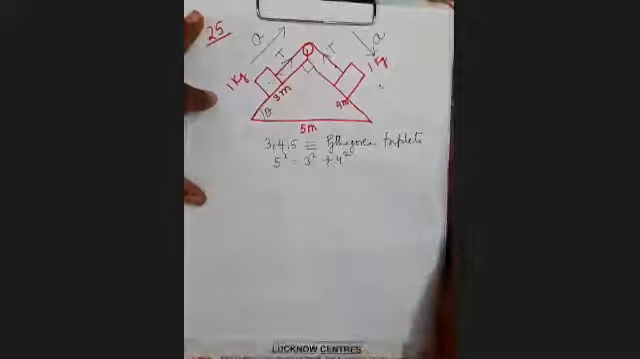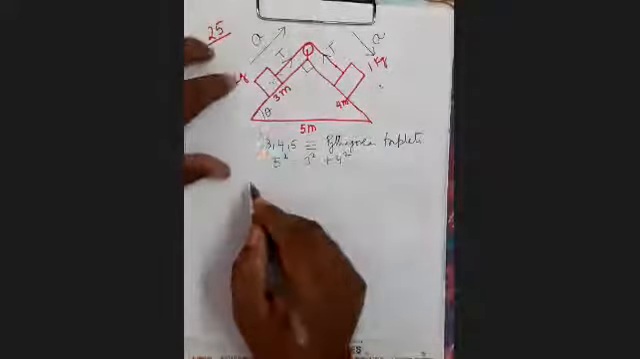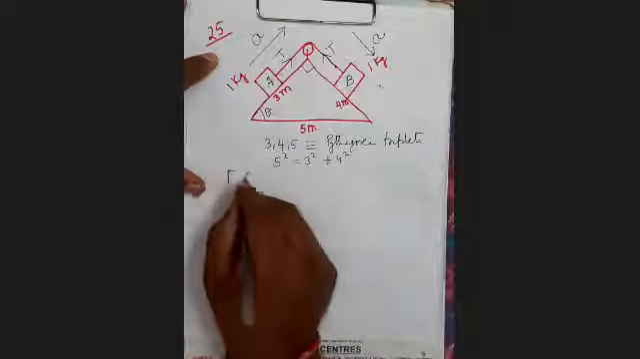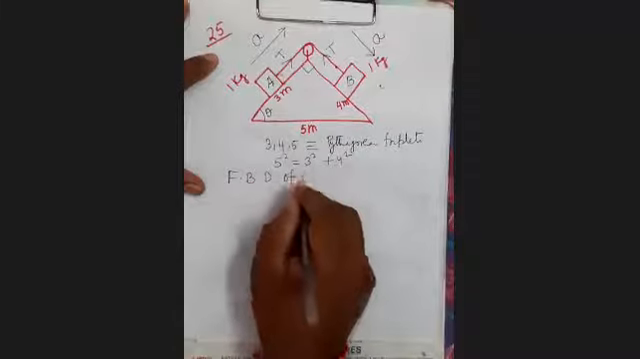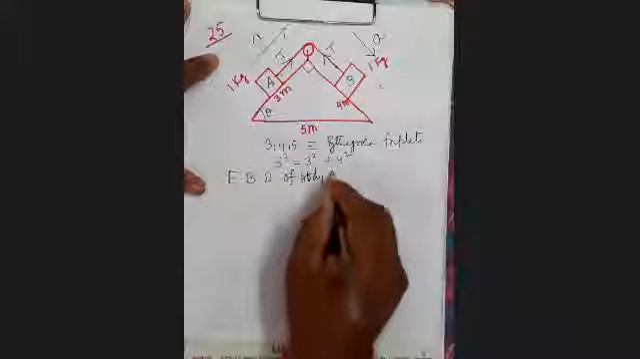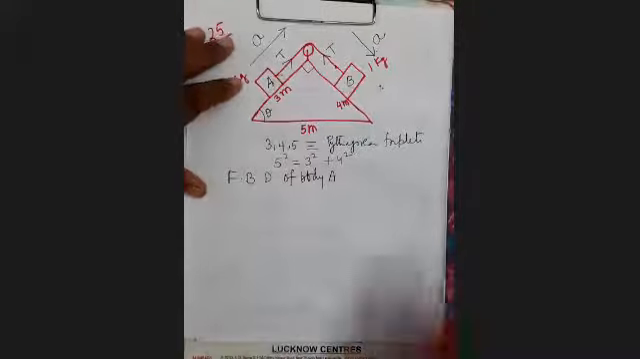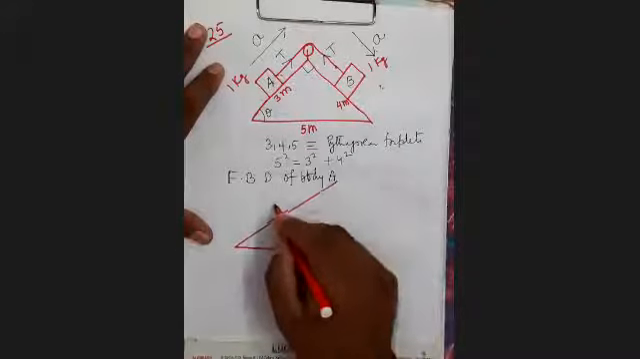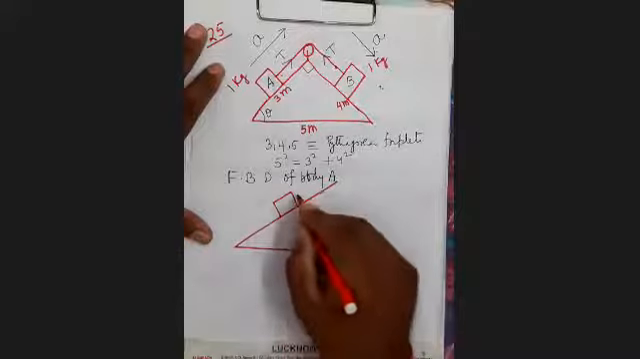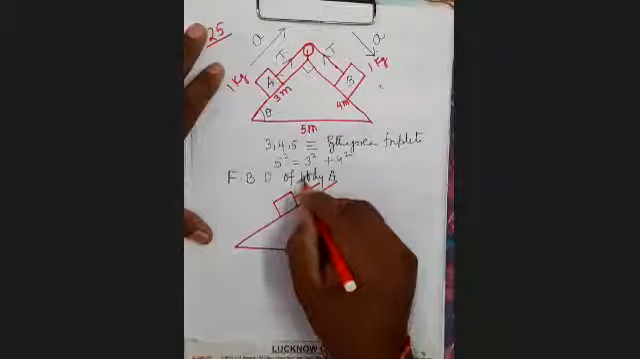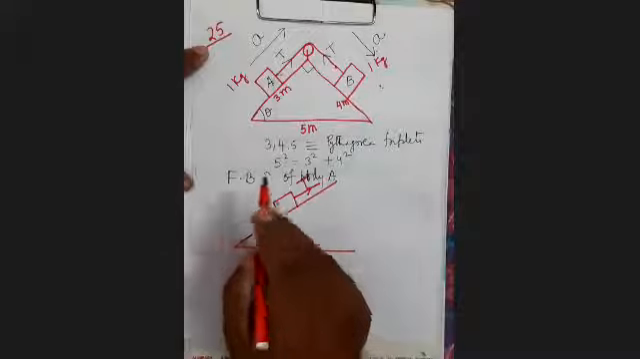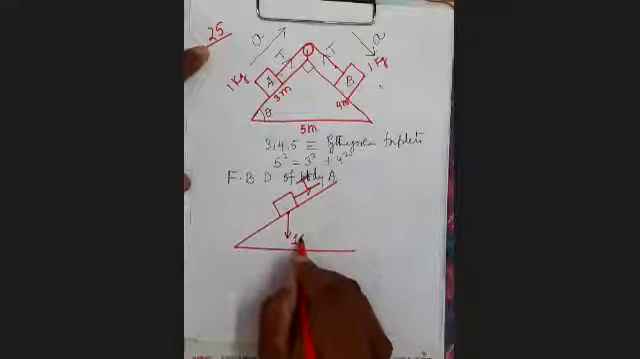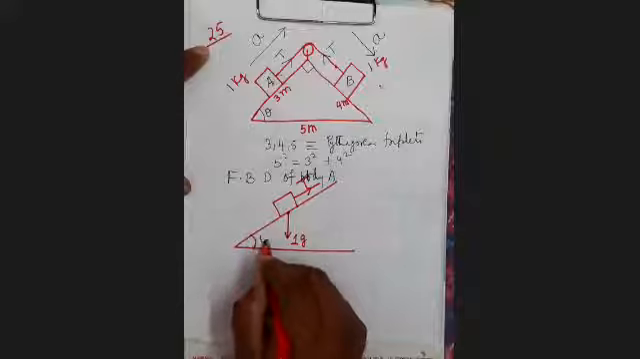So if we make the free body diagram of this block, you can name this block A and this block B. Free body diagram of block A. Here, tension T is acting in this direction. Its mass is 1, so weight will be 1 into g. This angle I have taken as theta.